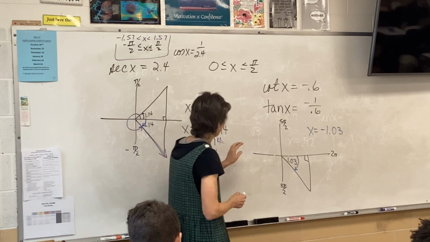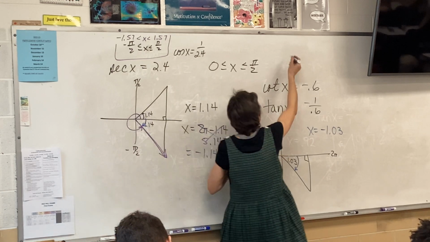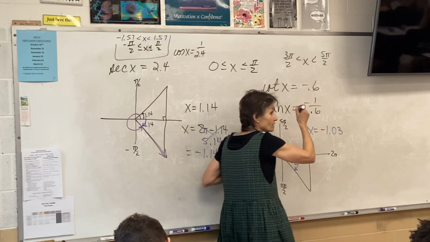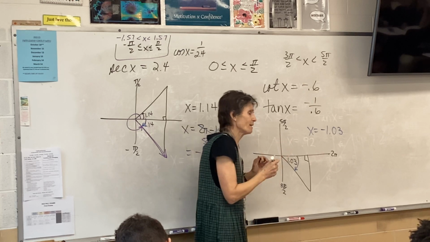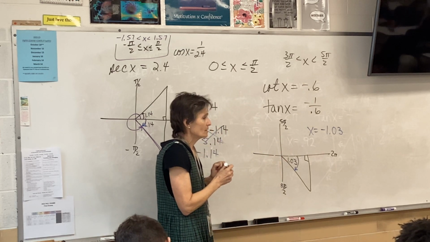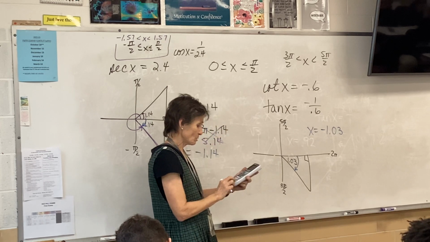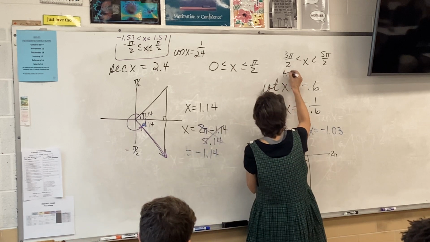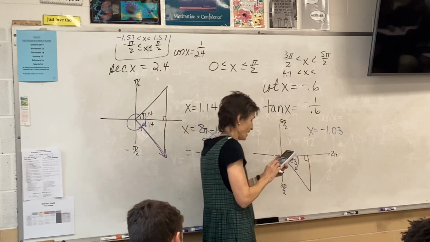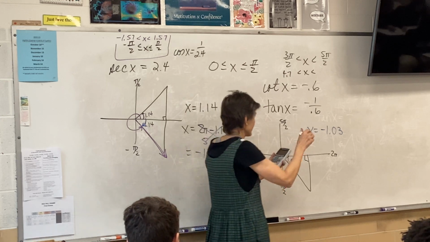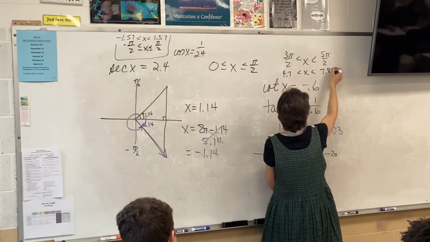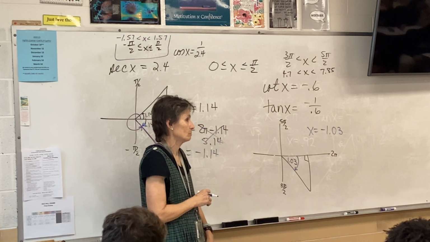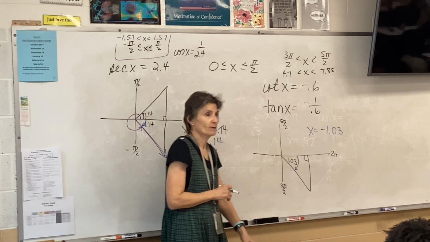No, because first of all, look at your domain. I didn't write it down, but it's this, right? Are there any negatives in there? No, so whatever it is, it's got to be positive. And if the decimals help you, go ahead and do 3 pi divided by 2, that's 4.7. And then 5 pi over 2 is 7.85. Okay, so whatever answer you give me has to be between those two. So negative 1.03 isn't gonna work.